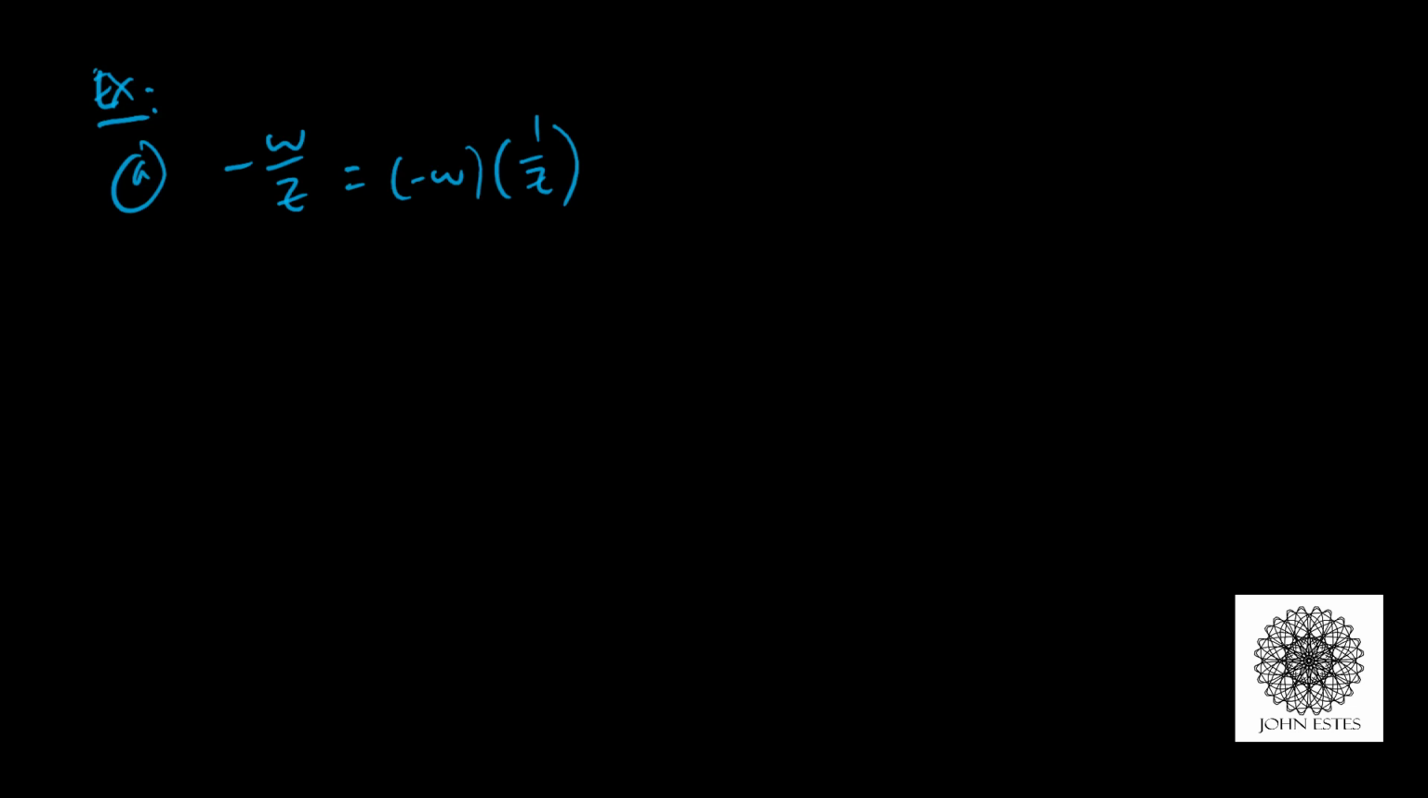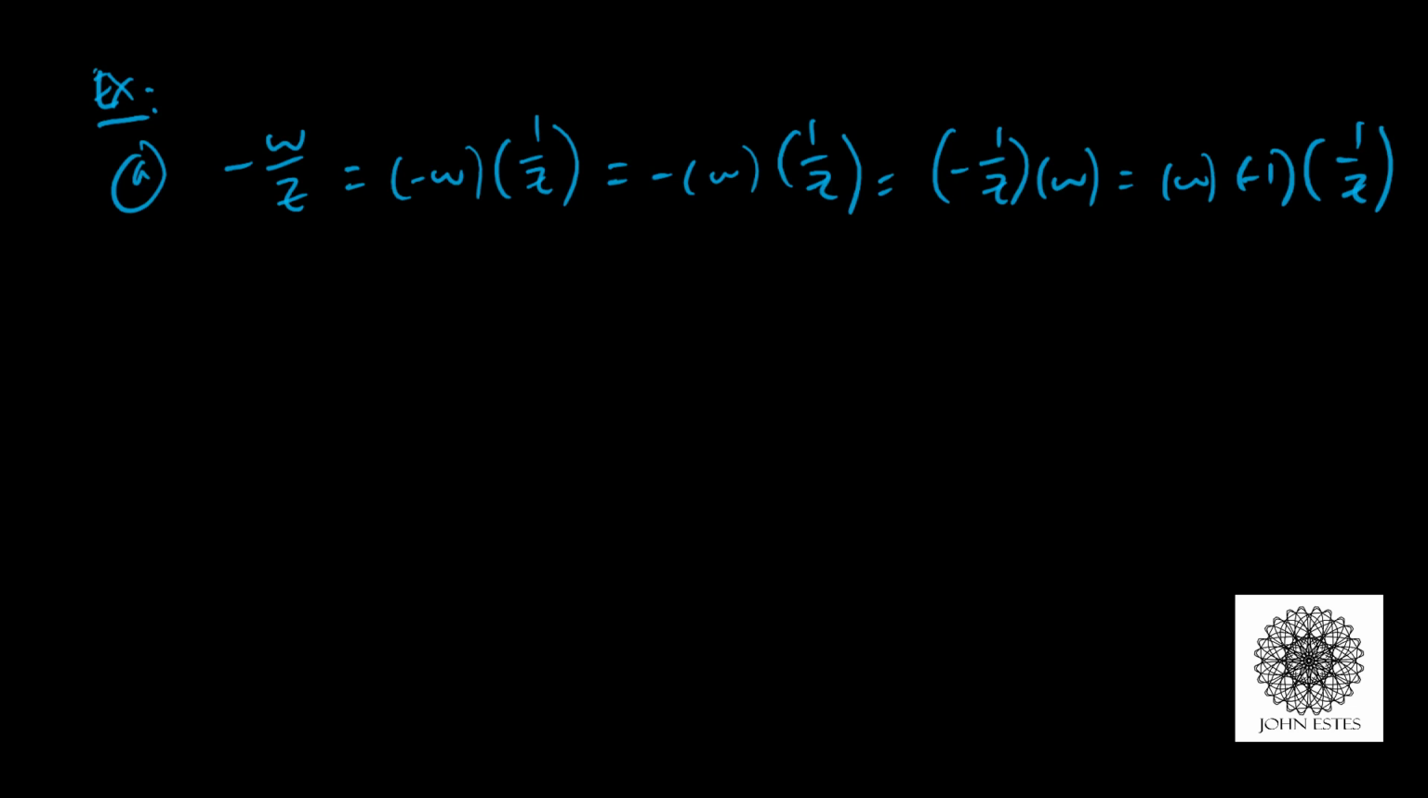Okay, so another thing I could say is that's the same thing as negative w times 1 over z. And this is also the same thing as saying negative 1 over z times w. And I could also say that this is the same thing as w times negative 1 times 1 over z. I can write them in any order I want thanks to these properties of real numbers. And so what the properties of real numbers are really useful for is showing you how you can manipulate expressions, which is very necessary in algebra and sometimes confusing.